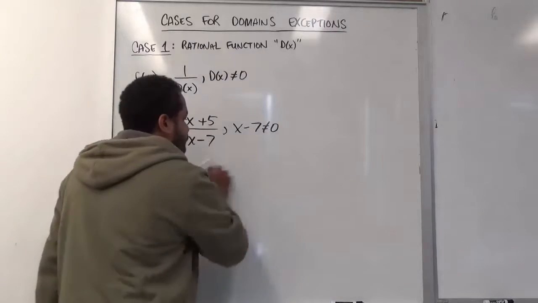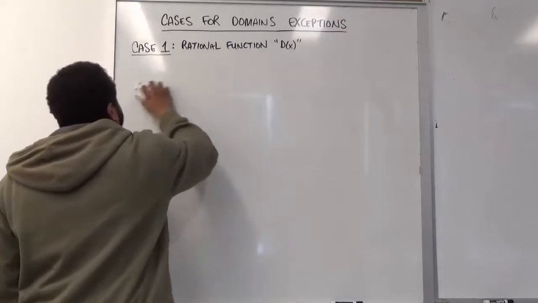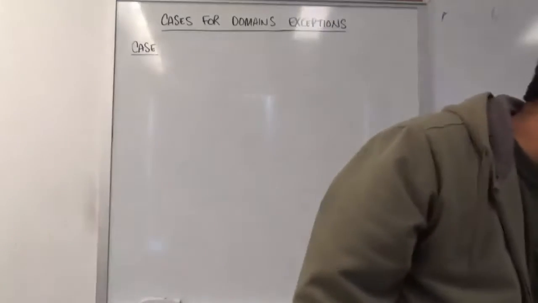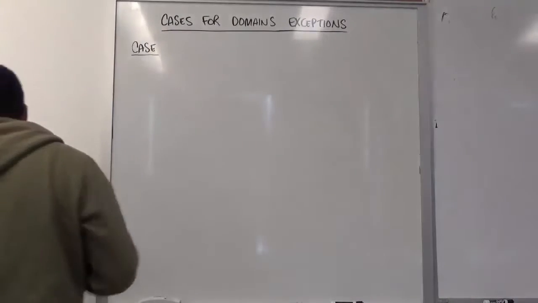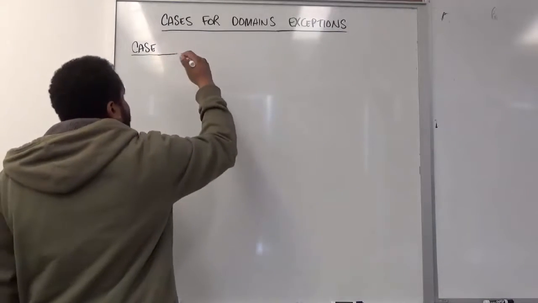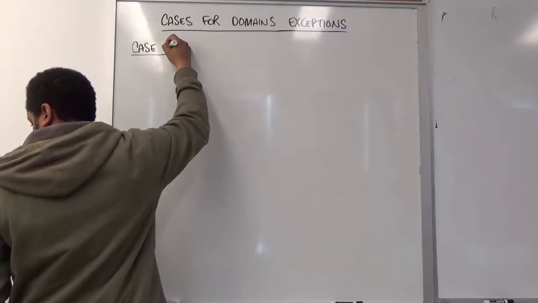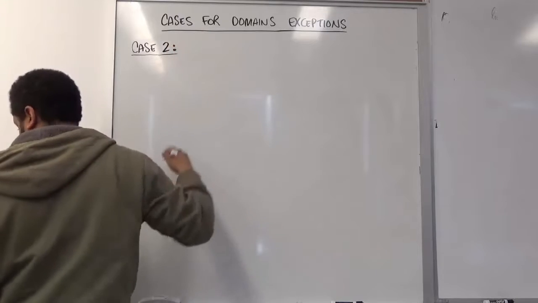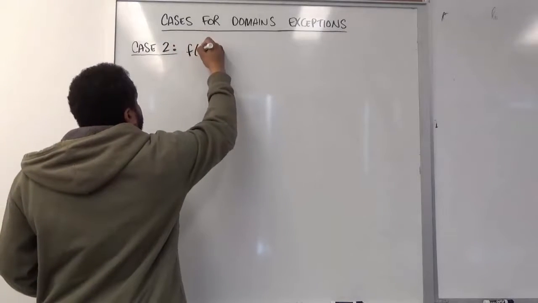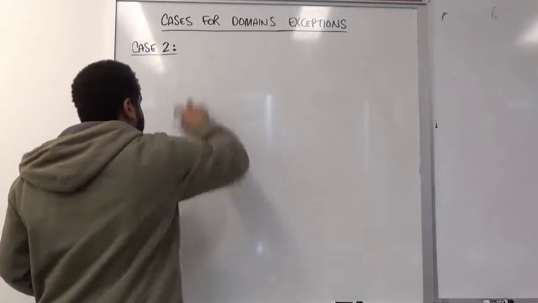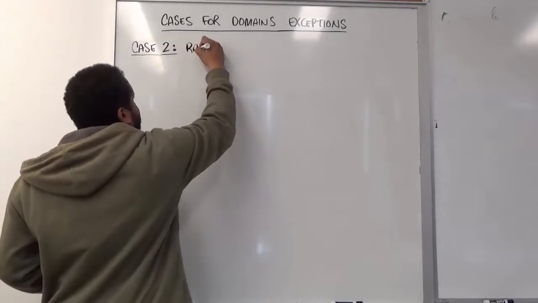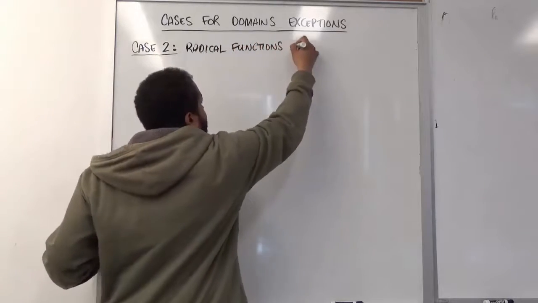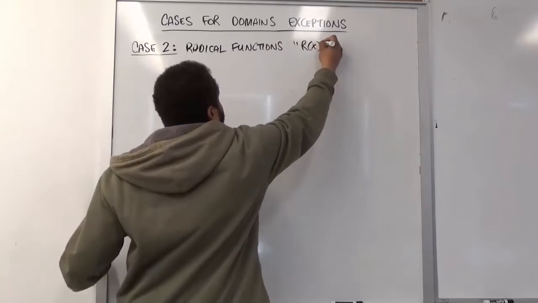Now in case 2, we're dealing with something a little bit different, right? Case 2, instead of being a rational expression, is going to be a radical one. And to see that, instead of the denominator of x, we're going to use the radical of x, right? Which is the square root case. Now, in this case, we call this the radical functions. This is termed r of x.